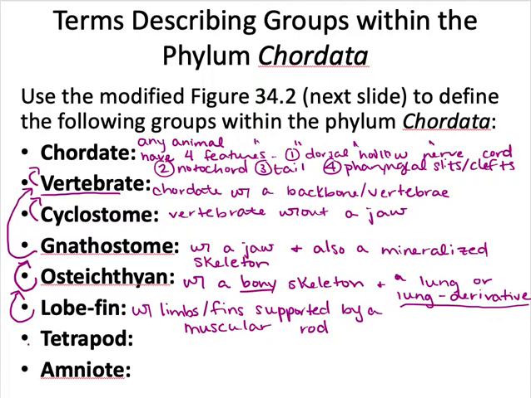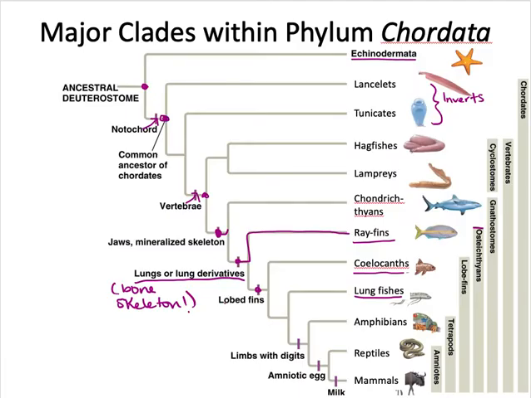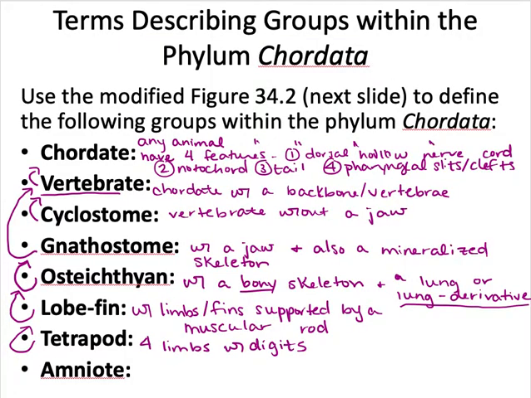And tetrapods are lobe fins that have four limbs with digits. And that is going to be an important adaptation that will allow for the support of weight on land. So the tetrapods are lobe fins that have limbs with digits, and our amphibians are going to be the first of those. Our three groups of tetrapods are amphibians, reptiles, and mammals. And reptiles and mammals are going to be called amniotes because of their terrestrial adapted egg called an amniotic egg. So finally, we've got an amniote, and an amniote is a tetrapod that has a terrestrial adapted egg called an amniotic egg.